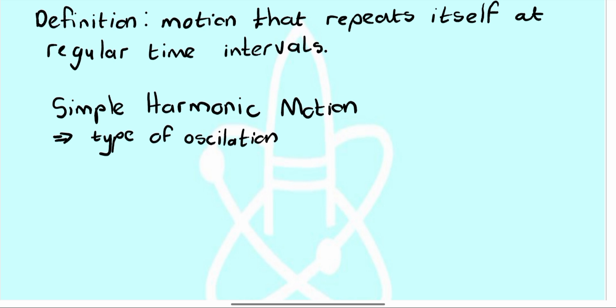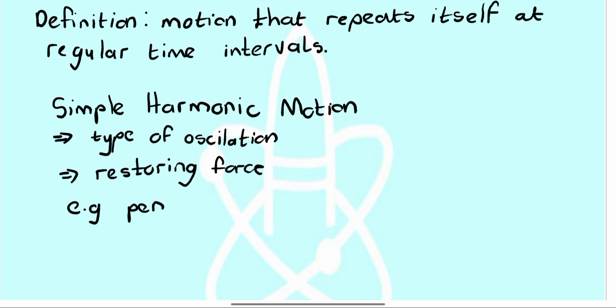A simple harmonic motion is the type of oscillation that has a restoring force. It's like a spring. You pull it, it goes back to its original position. It has a restoring force that always tries to bring the system back to equilibrium. A pendulum is also an example of simple harmonic motion. We are going to dig deeper into this topic.